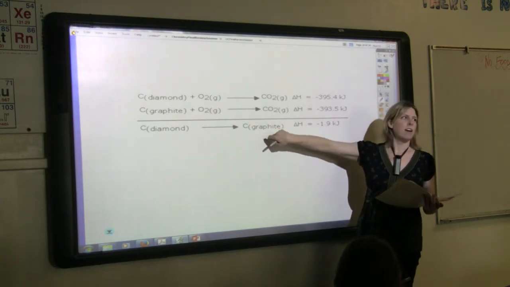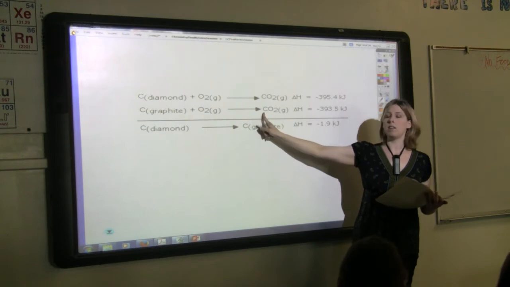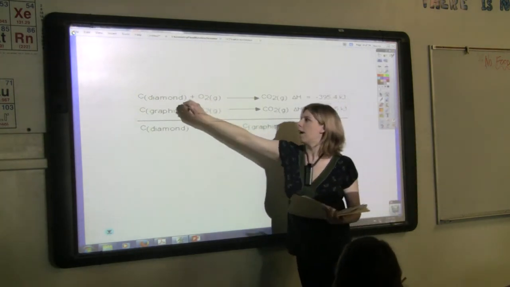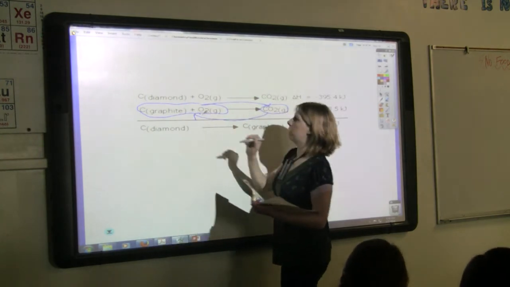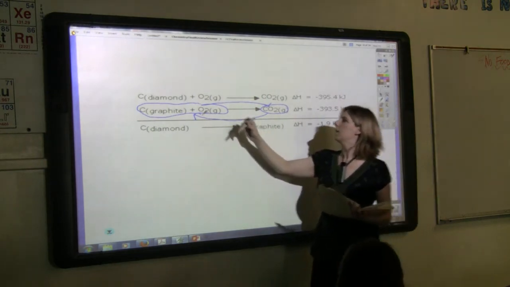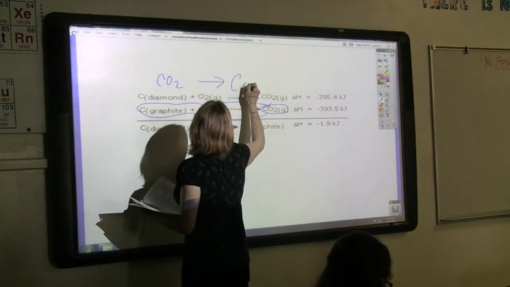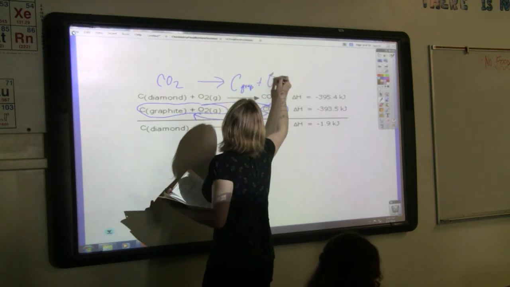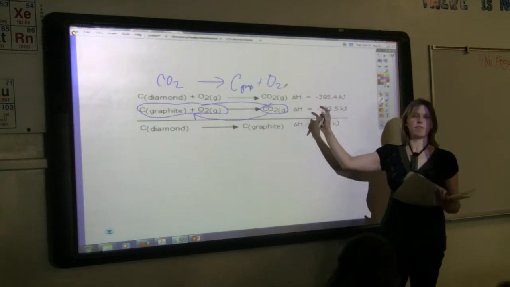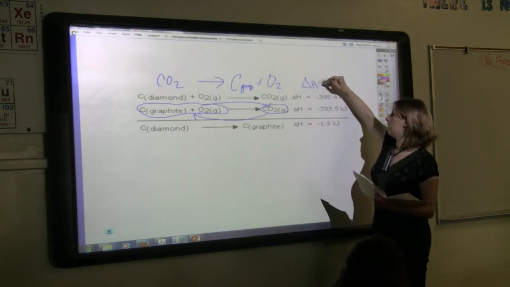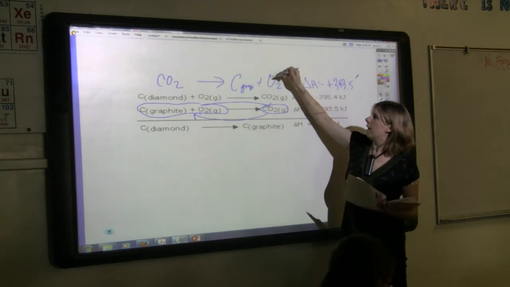Well, I want graphite on my product side, so what am I going to do? I'm going to flip this equation. So this whole side is going to go over here, and that's now going to be over there. Because once I do that, if I rewrite it, I'll have CO2, and when I flip an equation, I have to flip the sign on this. So now it's going to be delta H equals positive 393.5.